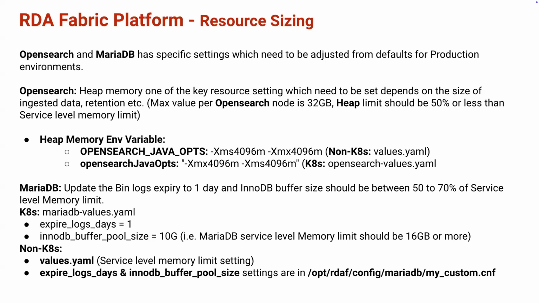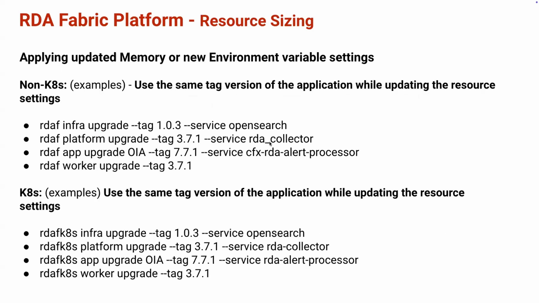In case of non-KTS, you can update values.yaml. If it is a KTS environment, you have the service-specific values.yaml, which you need to edit and update. And using the RDAF CLI, you can apply those changes. These are some of the commands you can use to push these changes. These changes are specific to the type of service to which you would like to apply them.